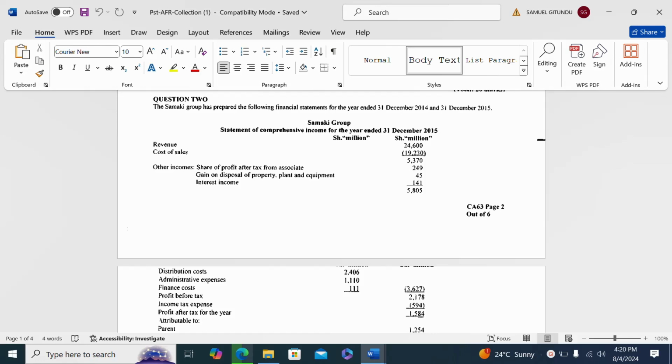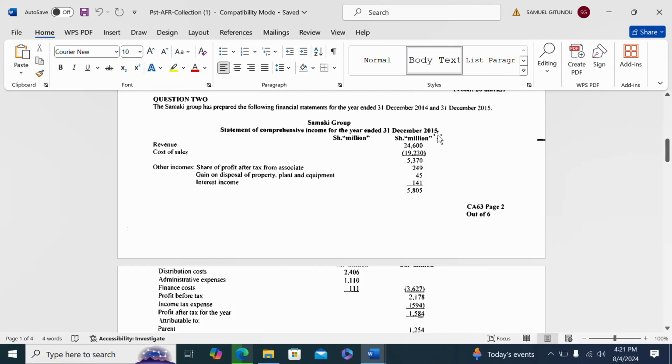So today we are going to do a question which was tested in 2016, question 2, and we are first going to go through the question and then do the necessary answers. So Samaki Group, statement of comprehensive income for the year ended 31st December 2015.